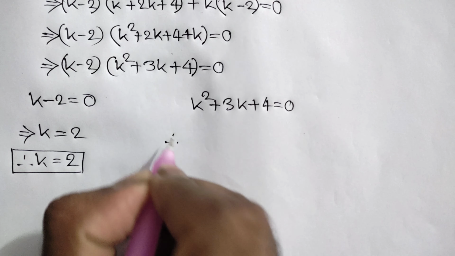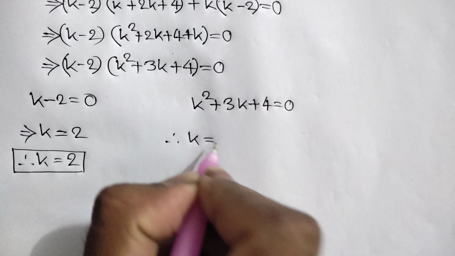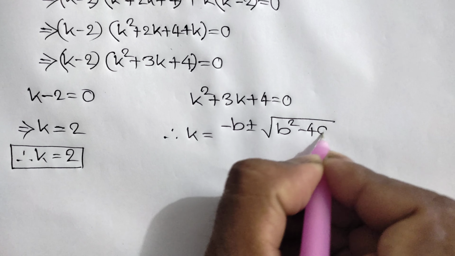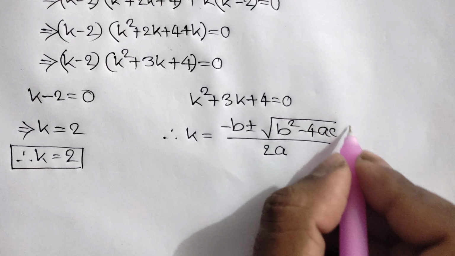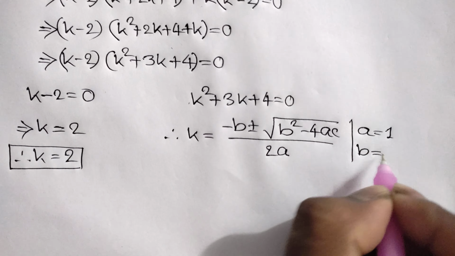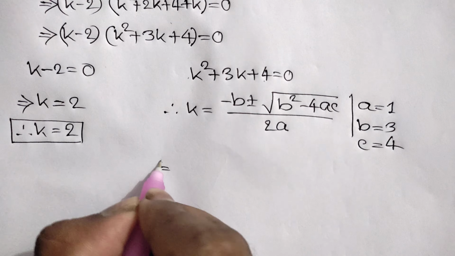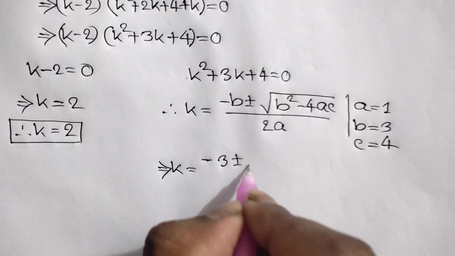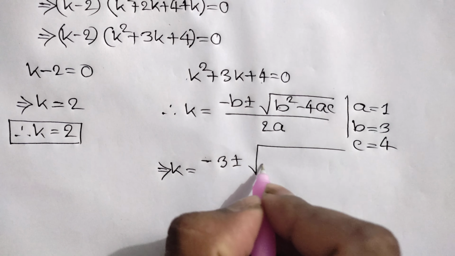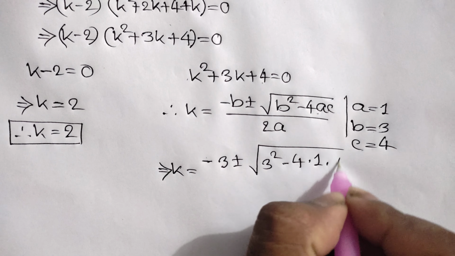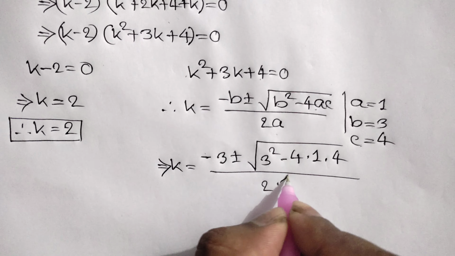Now from here we can use the quadratic formula, so we can write here k is equal to minus b plus or minus square root of b square minus 4ac over twice a. Here a is equal to 1, b is equal to 3 and c is equal to 4. So k is equal to minus b, that is minus 3, plus or minus square root of b square, that means 3 square, minus 4 times a, that means 1, times c, that is 4, over 2 times a, that means 2 times 1.